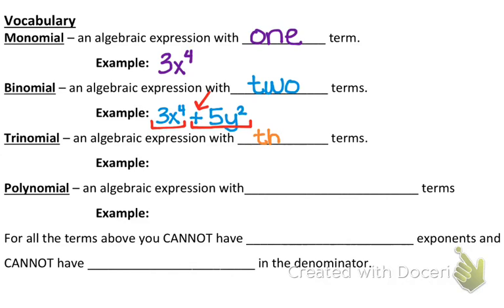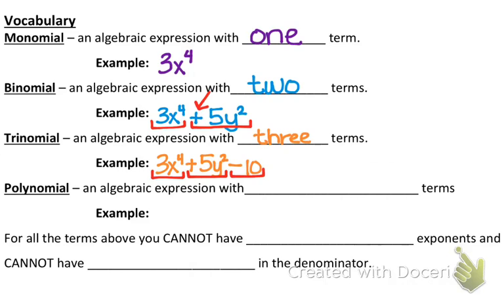A trinomial is an algebraic expression with three terms. Here's an example of a trinomial. 3x to the 4th plus 5y squared minus 10. This has three different parts separated by addition and subtraction.